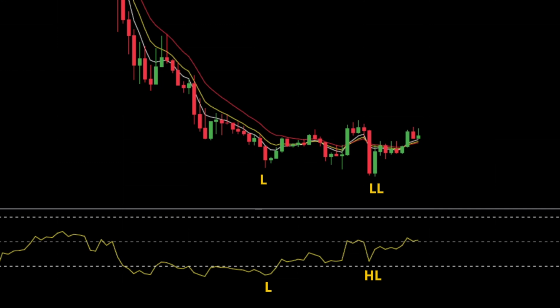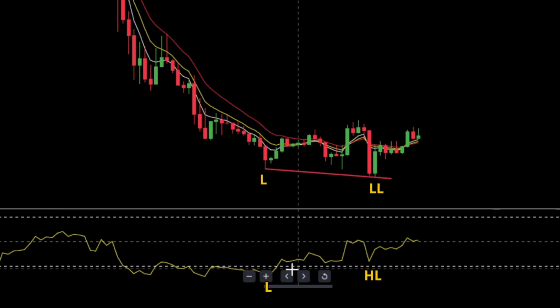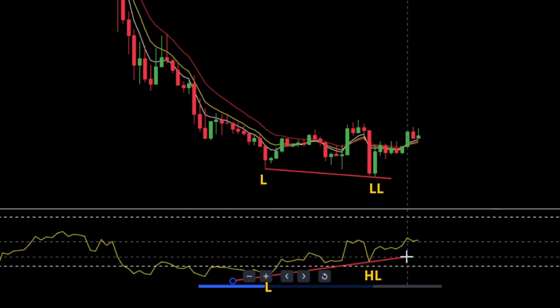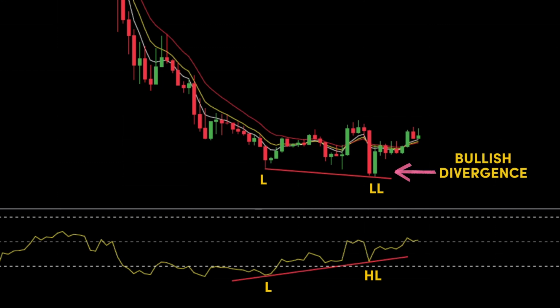To confirm it, you can draw a trend line from the low to the lower low on the price candlestick and then draw a line from the low to the higher low on the RSI indicator. After the bullish divergence is confirmed, you can wait until the EMA 5 and EMA 8 lines cross above the EMA 13 line. Make sure that the EMA 5 is at the top, EMA 8 is in the middle, and EMA 13 is at the bottom.